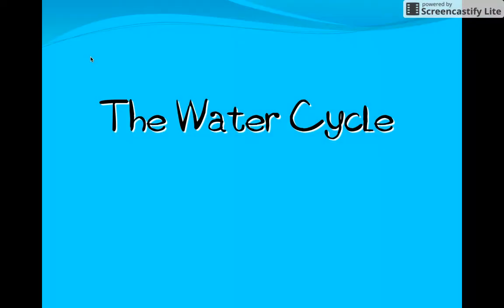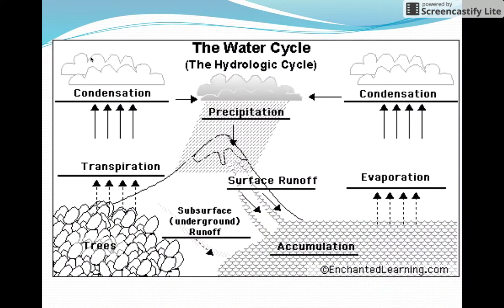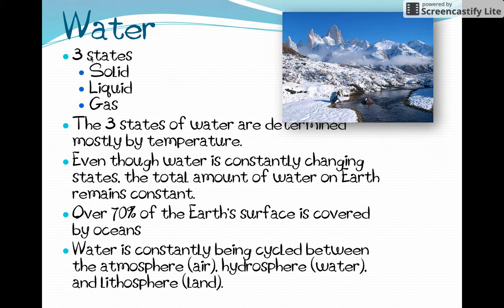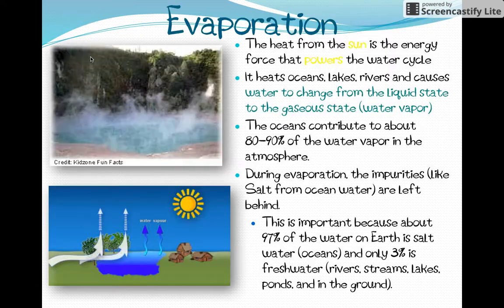Hey guys, so today we're going to look at the water cycle. Water cycles in three different states: solid, liquid, and gas. This is determined mostly by temperature. Over 70% of Earth's surface is covered by oceans. Although water is constantly changing states, the total amount of water stays the same. It's constantly being cycled between air, water, and land.